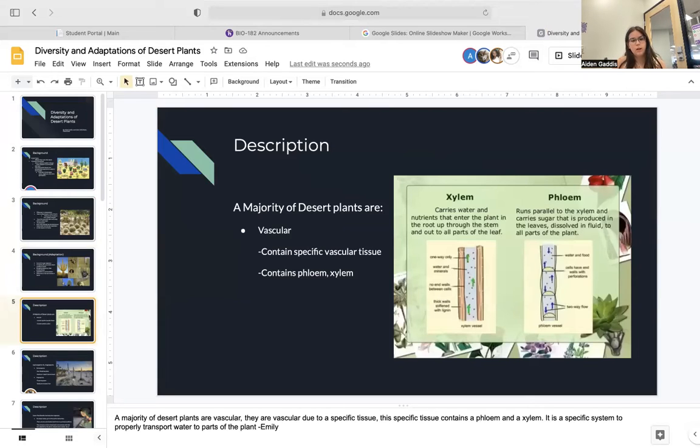A majority of desert plants are vascular. They are vascular due to a specific tissue. The specific tissue contains a phloem and a xylem. It is a specific system to properly transport water to different parts of the plant.